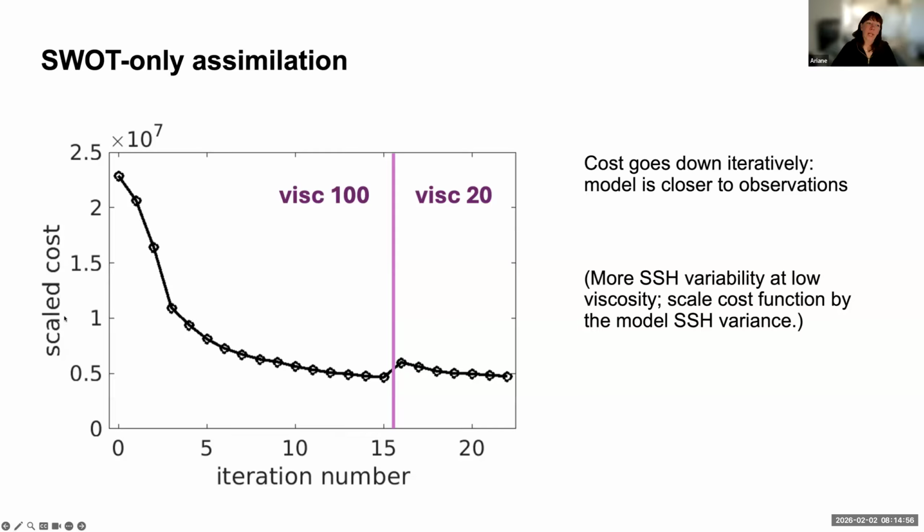And what I'm plotting is the scaled cost, because at lower viscosity there's just more variability. So the absolute cost is a little bit higher at lower viscosity. So I scale it by the variance of SSH along the SWOT tracks, so it's the cost normalized by the variability, which is a more meaningful number than the absolute cost.